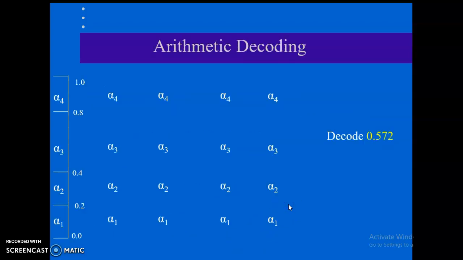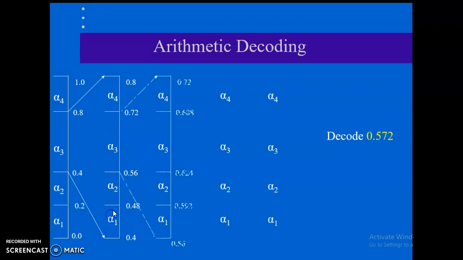Arithmetic decoding. Here A1, A2, A3, A4, with the intervals 0, 0.2, 0.4, 0.8, 1. Here always downside is A1, above A1 is A2, above A2 is A3, and above A3 is A4. The code is 0.572. Here X4 connected, X3 connected. In between this, A1, A2, A3, A4. Sometimes you can say alpha also. Here in between this, from alpha 3, A1, A2, A3, A4.